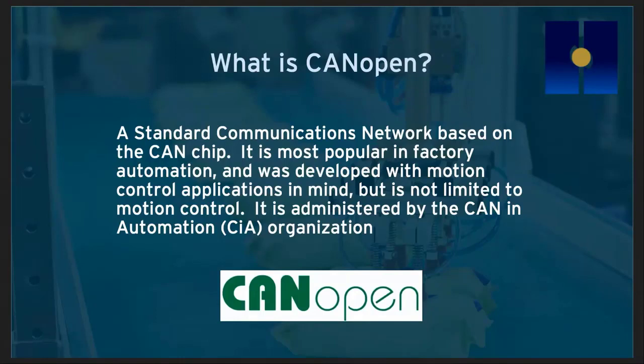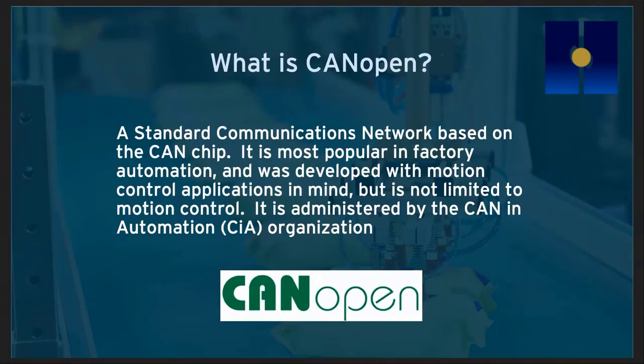All right, last 2 weeks we talked about CScan, which is a protocol based on the CAN chipset that was invented by Horner. This week and next week it's all about CANopen. So CANopen is a standard communications network based on the CAN chip, of course, and it's most popular in factory automation. And it was developed with motion control applications in mind. So that's one of the things that makes it unique when compared with other fieldbus protocols. A lot of other fieldbus protocols were based on interfacing sensors, for instance, and actuators, not necessarily with motion control in mind. And CANopen was, which is a big advantage to it. But it's not limited to motion control.